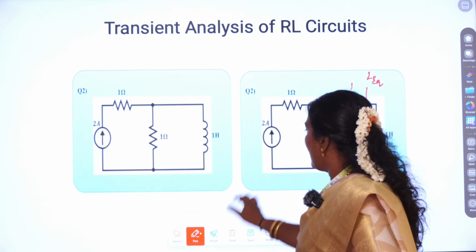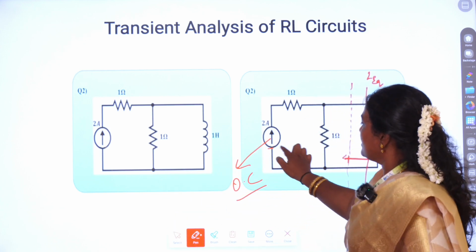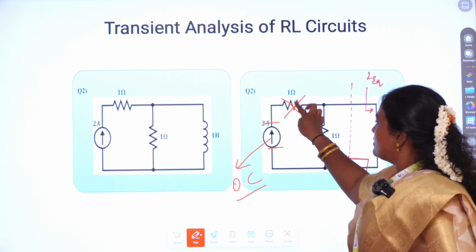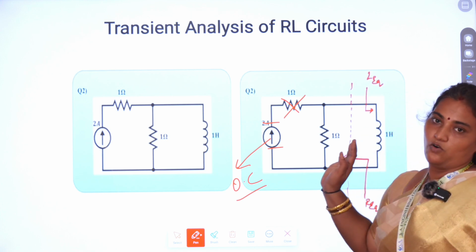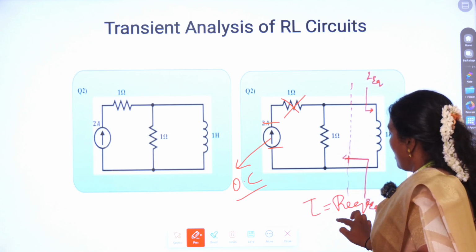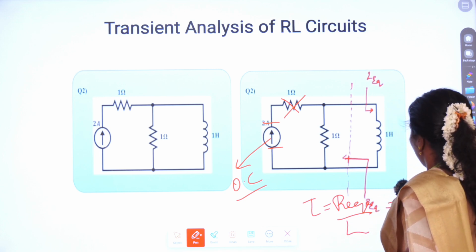Here the voltage source has to be open circuited. So when I open circuit, these terminals will be left alone. So what happens to the resistor? This I will not take into consideration. Next is 1 ohm resistor and 1 kilo ohm. So tau will be equal to R equivalent divided by L. So that is 1 by 1, so it is 1 second.